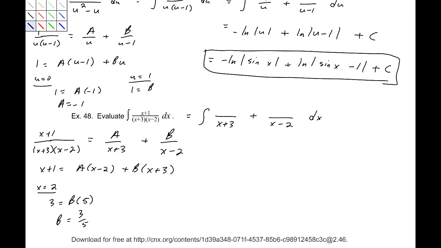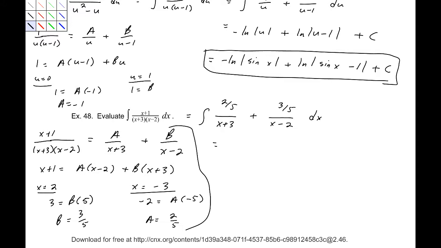So b is 3/5. Okay, now a choice of x equals -3 will give us -2 equals a times -5, and that's a 0. So a equals 2/5. Alright, once we've got the algebra taken care of, the integral of that is 2/5 natural log absolute value of x plus 3 plus 3/5 natural log absolute value of x minus 2 plus c. Okay, and there we are.